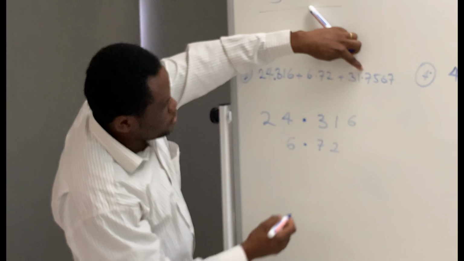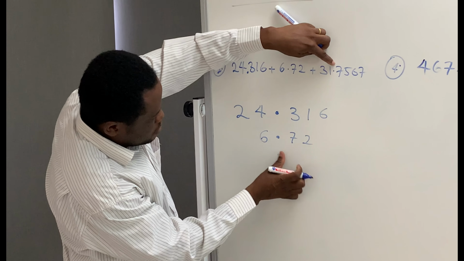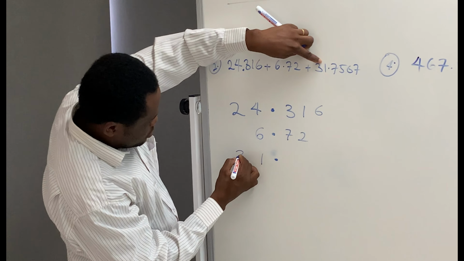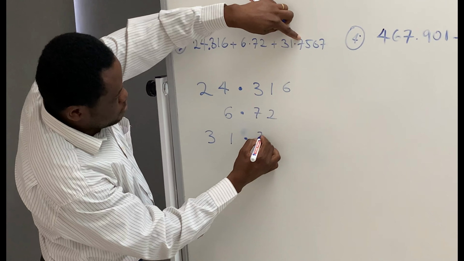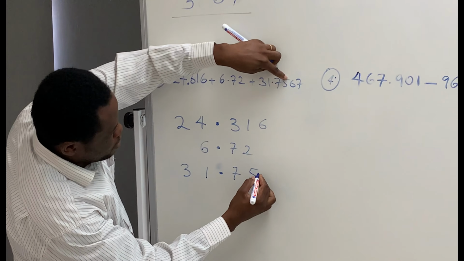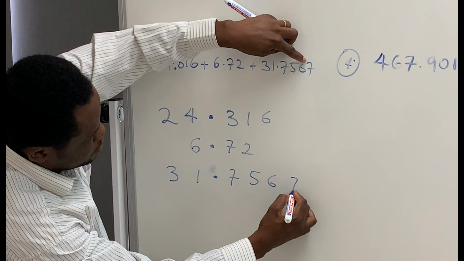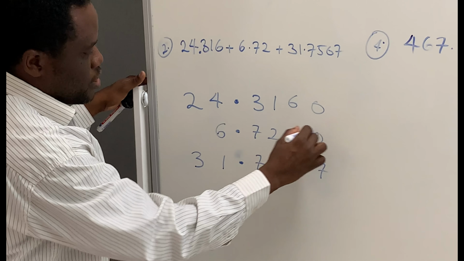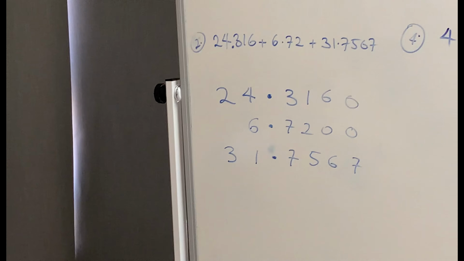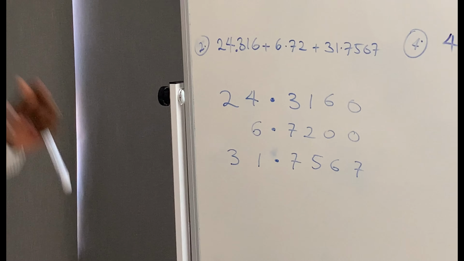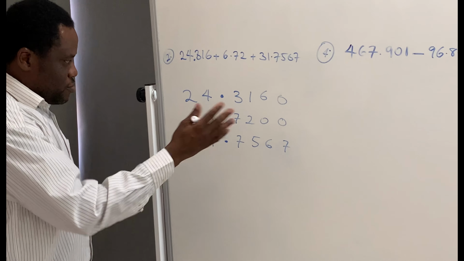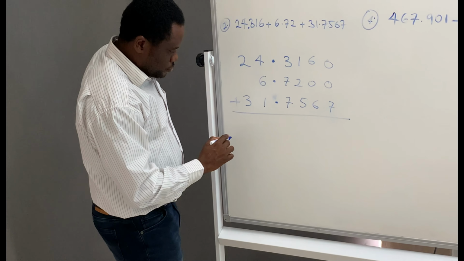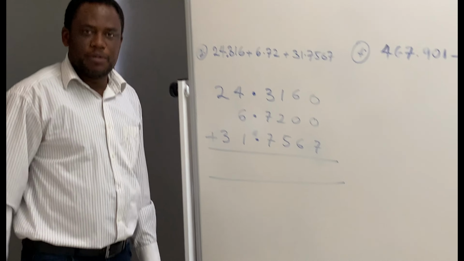The last one is a decimal, which means the numbers that come are 1, 3, 7, 5, 6, 7. So there is 0 here, 0 here, and 0 here. If you don't put them, there is no problem. You just know that there is no number there. So now we want to sum all these 3 numbers together.